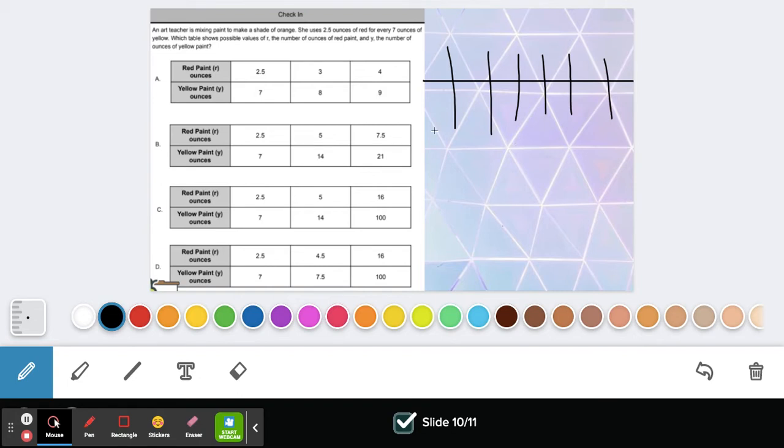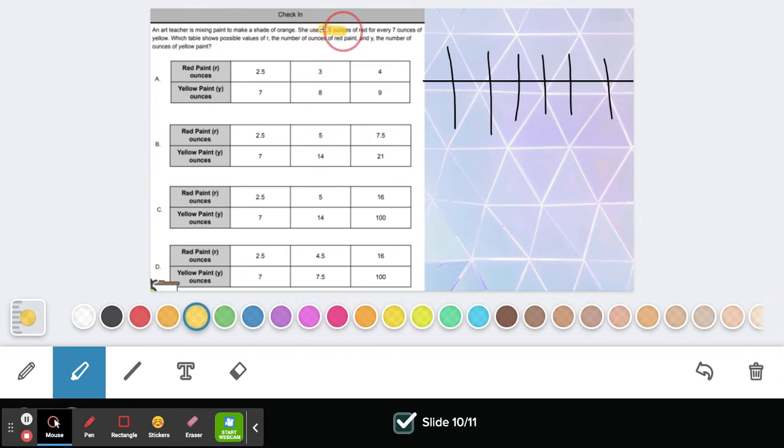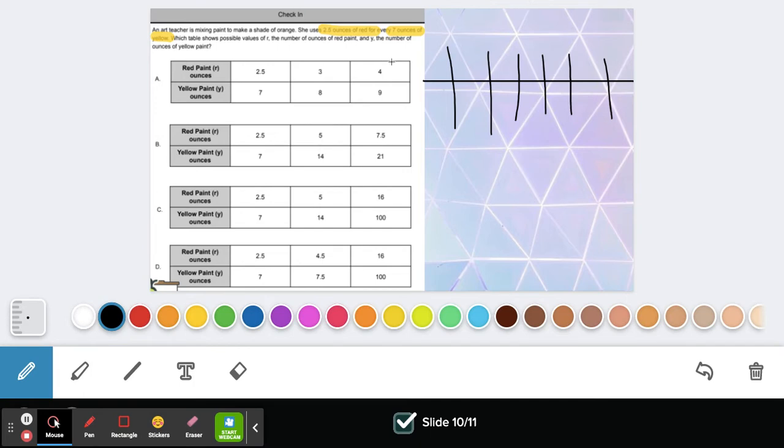Okay. So now what we're going to do is highlight our important information. What's important is the information that they gave us, which is 2.5 tenths of an ounce of red for every 7 ounces of yellow. Okay, so let's fill that out right here. Actually, before I fill that out, let me do this.